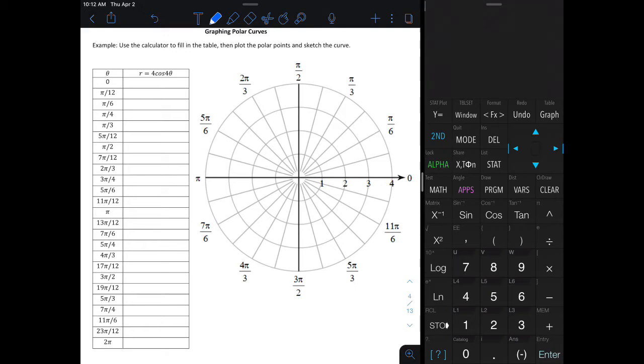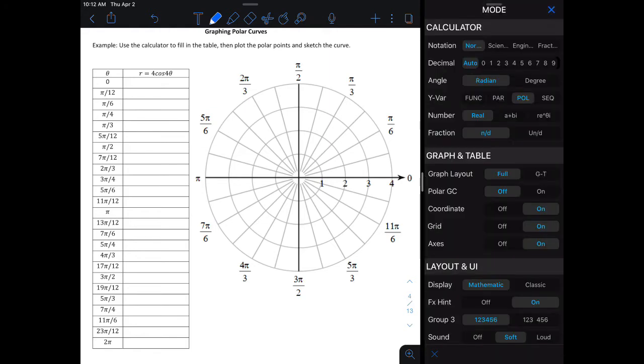Now, if I wanted to graph a polar curve, I need to make sure my calculator is in polar mode. So I press the mode button, and I look and make sure that the y variable is set to polar, and it currently is. I also want to make sure that the angle is given in radians, which it is as well. The radians match the angle measures that I'm going to use to graph this polar curve, because they're all in radians.